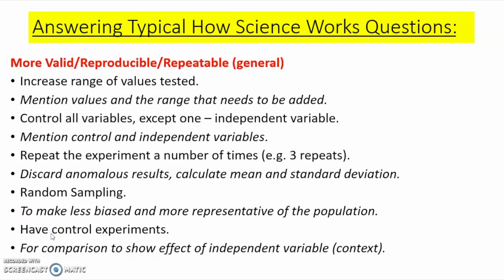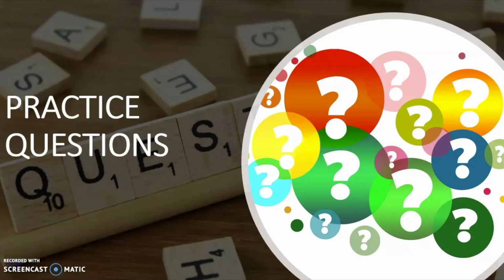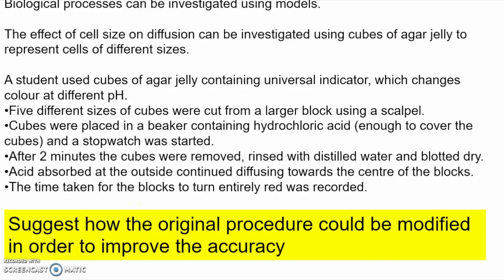We're now going to go through a few practice questions, and I'm going to talk you through how you can answer them. So the first question links to a procedure that you would have done in lesson. Biological processes can be investigated using models. The effect of cell size and diffusion can be investigated using cubes of agar jelly to represent cells of different sizes. Now, the procedure is written there.